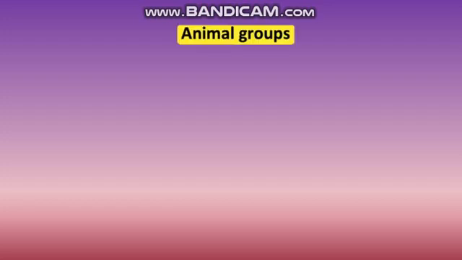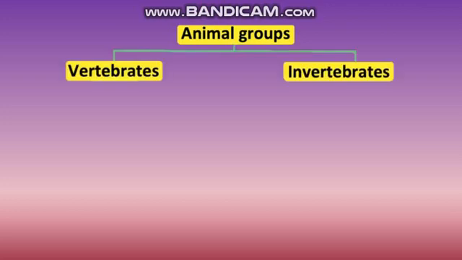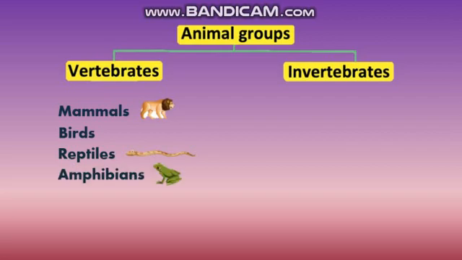In this video, we will look at the animal group. Animals can either be vertebrates or invertebrates. Vertebrates are animals that have a backbone. Invertebrates are animals that don't have a backbone. There are 5 groups of vertebrates: mammals, birds, reptiles, amphibians, and fish.